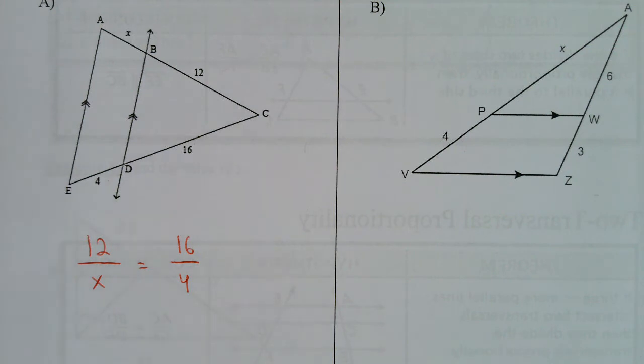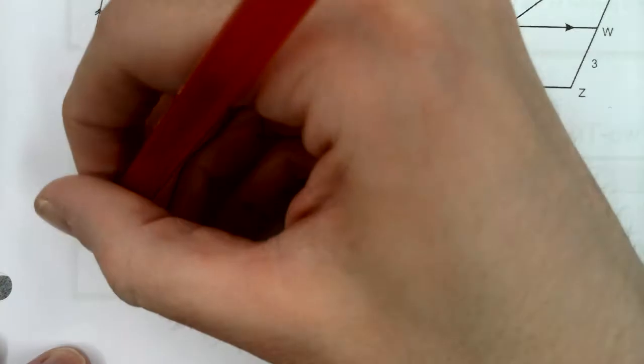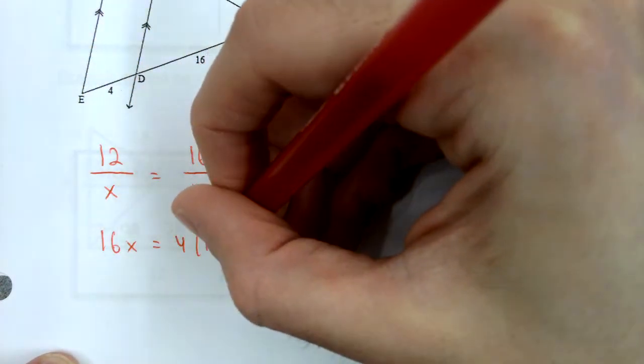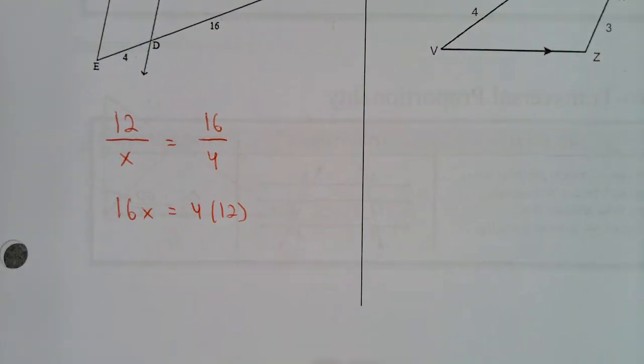Cross multiply, 16 times X equals 4 times 12. So 16 times X equals 48, X equals 3.